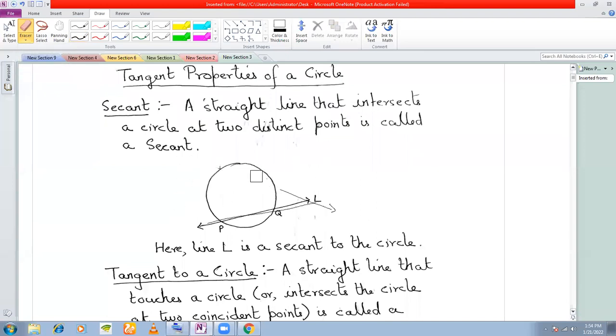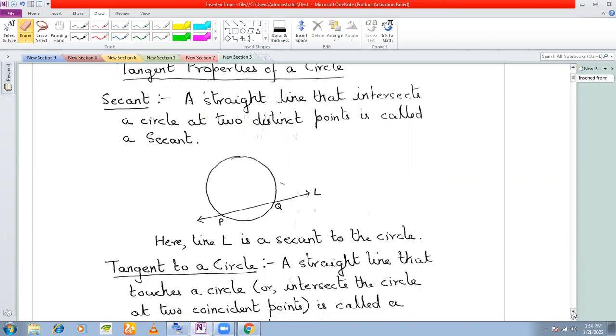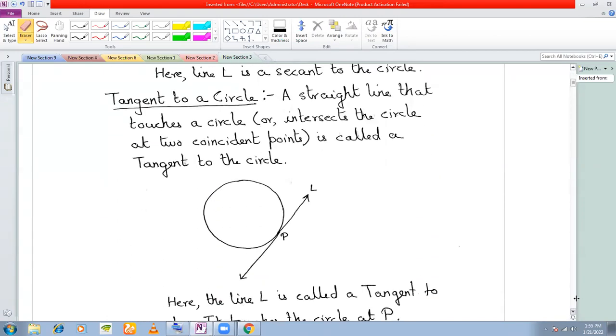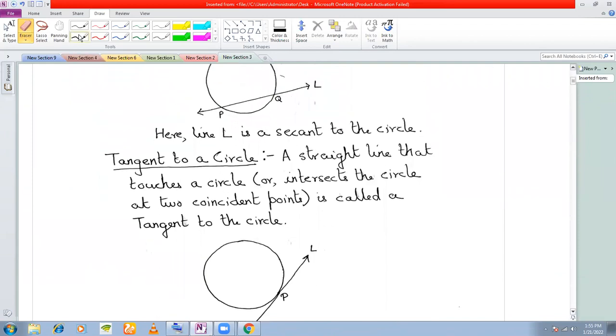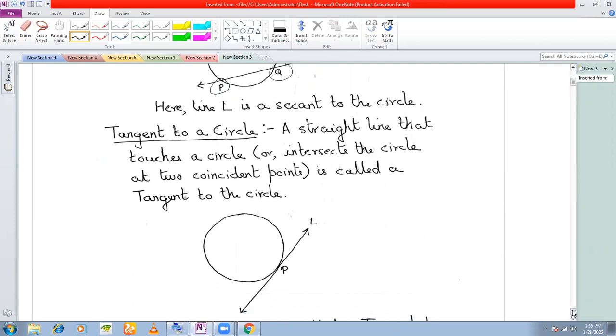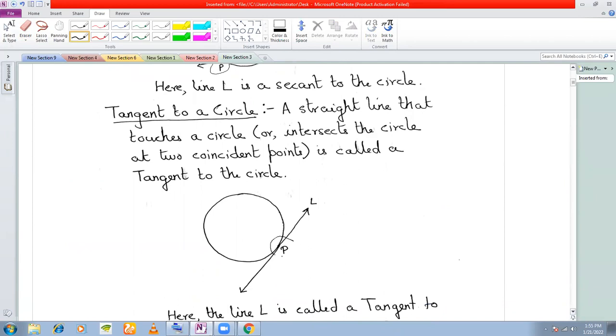Okay. Now, once we know the definition of secant, we now define what we call a tangent of a circle. What do you mean by tangent of a circle? Now, see, secant intersects the circle at two distinct points, right? But a tangent is such a straight line of any length that intersects the circle at only one point. Okay, this is called the point of contact of the tangent.